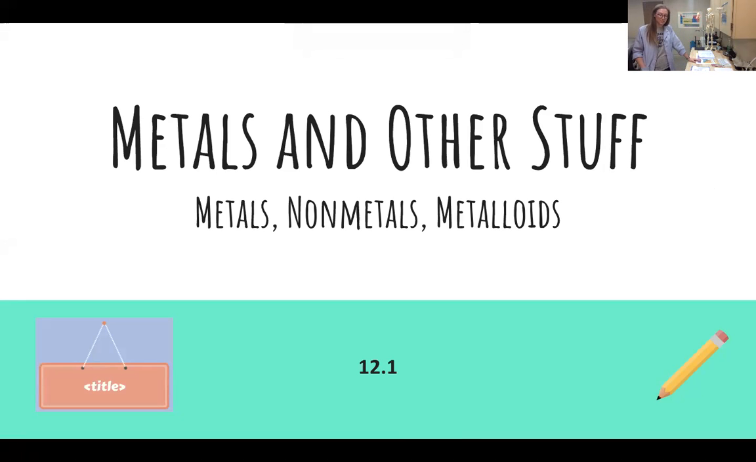Today we're talking about metals and other stuff. What's cool about our periodic table is all 118 elements that we've discovered so far fall into one of three categories. Any guesses as to what those three categories are? You're right, they're metals, nonmetals, and metalloids, which is pretty darn cool. And it's going to be an easy way for us to classify our elements right off the bat. So that's where we're going to start here today.